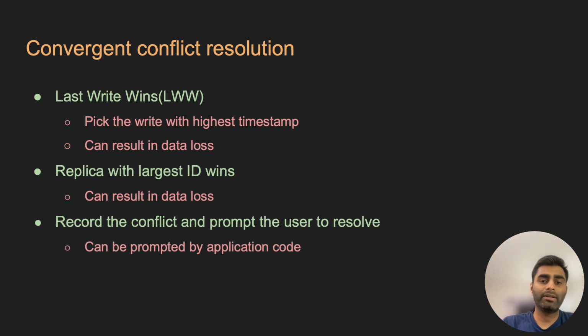Another approach is that you can record the conflict in an explicit data structure that preserves all the information, and write application code that resolves the conflict at some time later, maybe by prompting the user with both of these versions, and the user can pick which one to choose, or whether to pick some part from the one and some part from the other. So we can show these multiple versions to the user and ask them to pick some version of those changes.